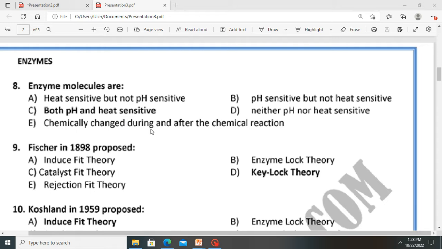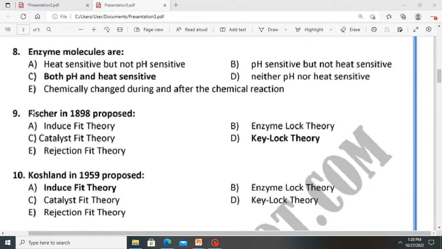Chemically changed, no. Enzymes do not change in a reaction, but they help to speed up the chemical reaction by lowering the activation energy of the reaction. So enzyme molecules are both pH and heat sensitive.